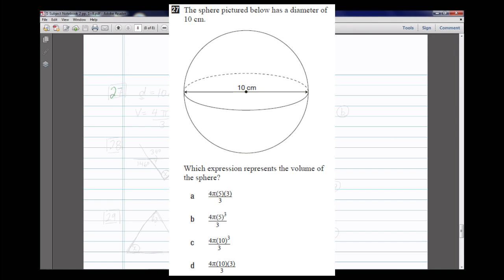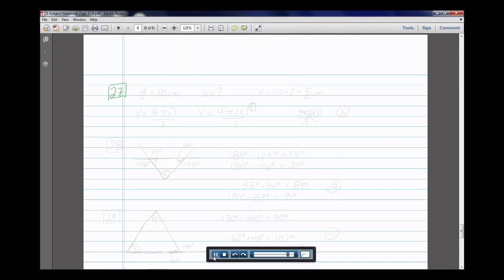Multiple choice 27. The sphere pictured below has a diameter of 10 centimeters. So they told you the diameter equals 10 centimeters, and they want to know which expression represents the volume. They don't want the answer, they just want to see if you recognize what should be put in the formula and what the formula actually means.